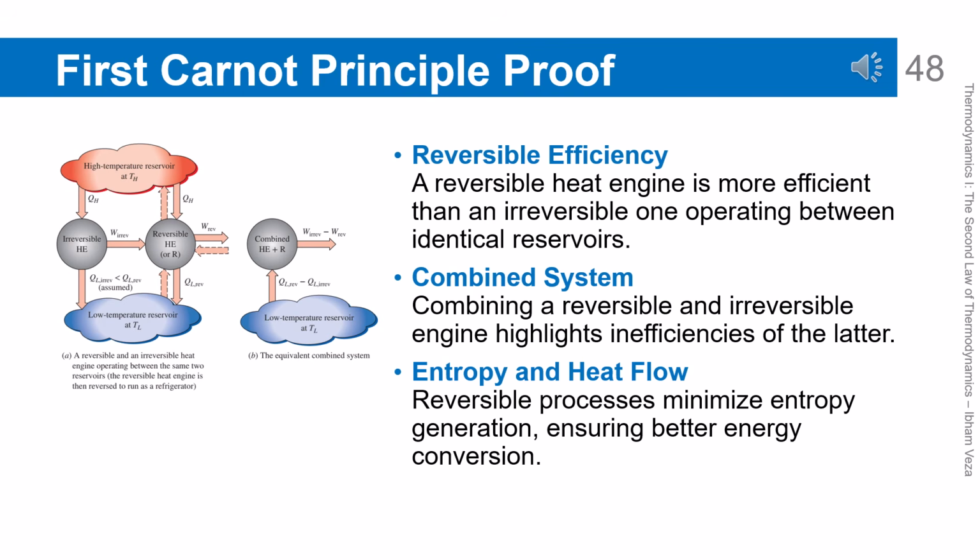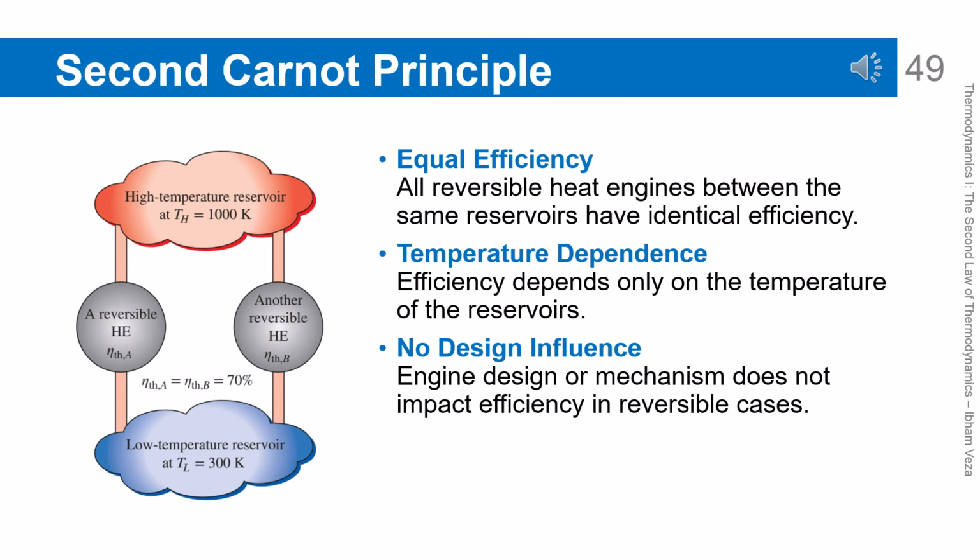First Carnot principle proof. By combining a reversible and an irreversible engine, it can be shown that the irreversible engine cannot be more efficient. If it were, the second law would be violated. This analysis shows that reversibility is the ideal maximum condition. Any source of irreversibility will reduce performance. This is a conceptual proof, not just an assumed statement. Second Carnot principle. All reversible heat engines operating between the same two reservoirs have identical efficiency.